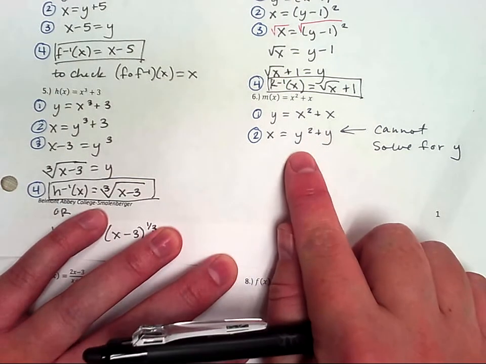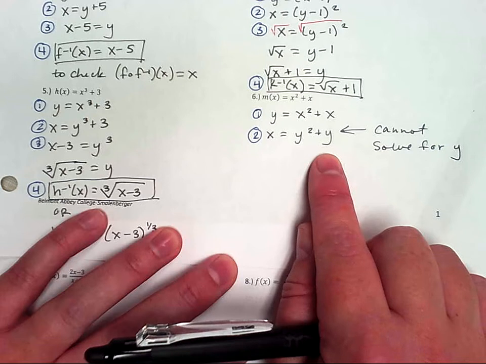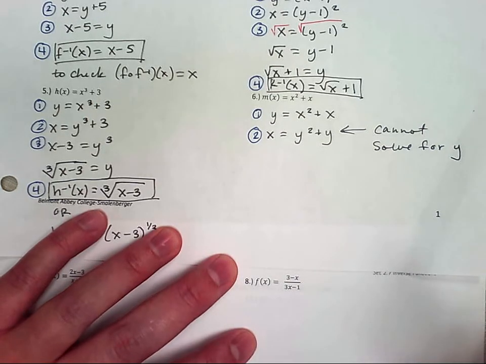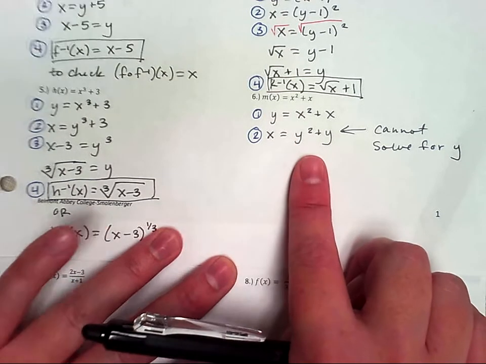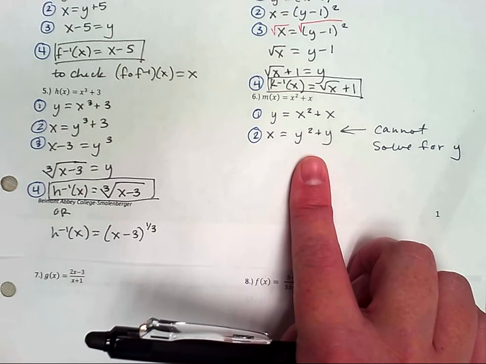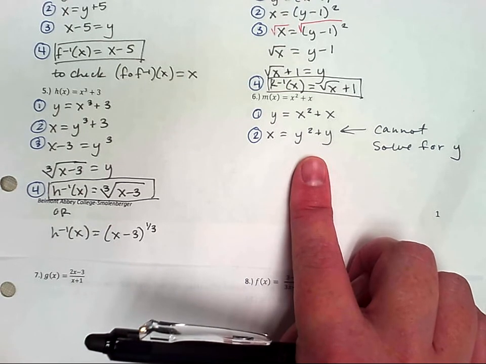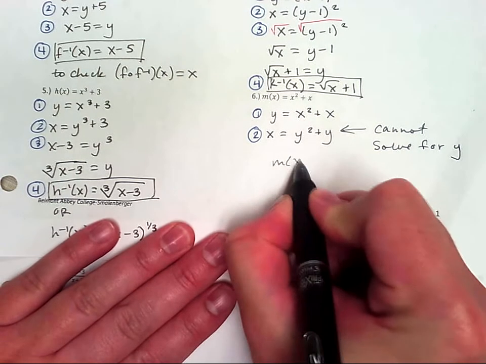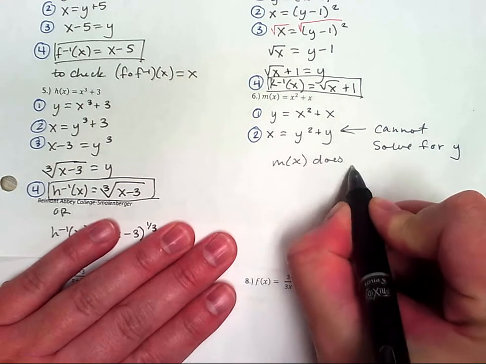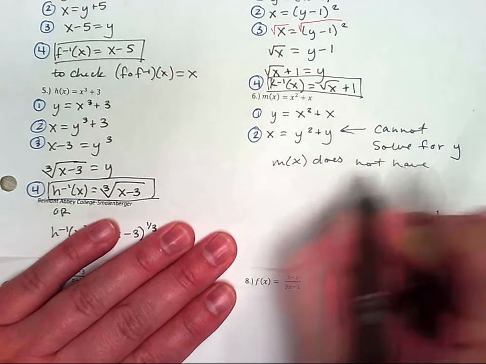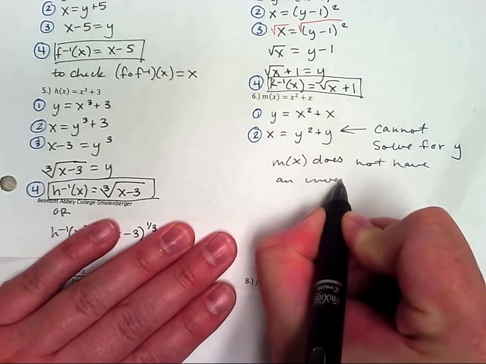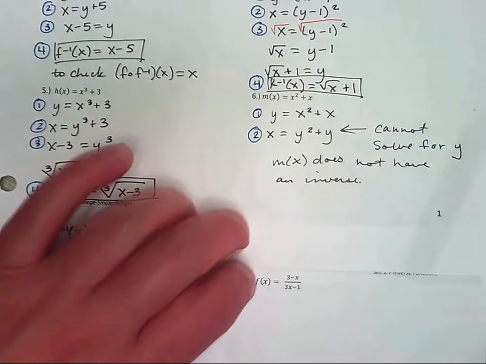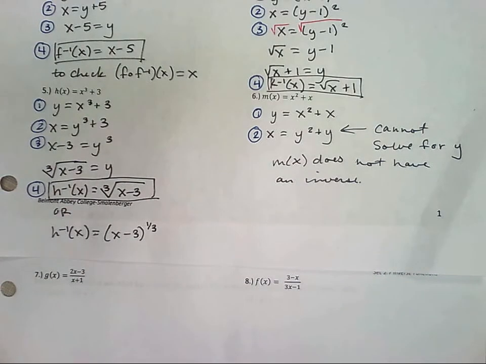If you factor out a y, you get y times y plus 1, and then what? Nothing. You cannot solve this. I've put this question on a test before. Sometimes people just make stuff up to get an answer. You cannot do it. So m of x does not have an inverse. So it's important to check your understanding, right? So you're not making things up. Okay?